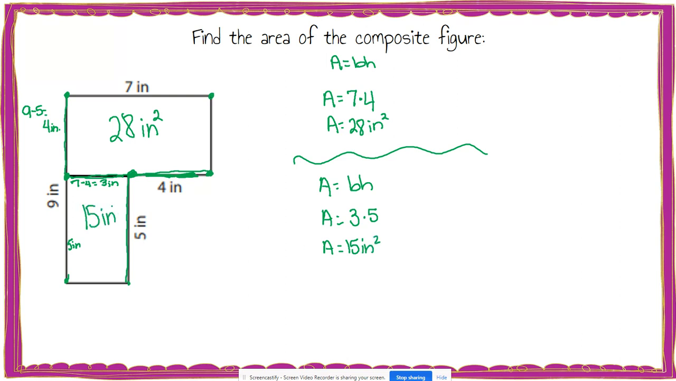So now I know that this rectangle has an area of 28 and this rectangle has an area of 15. To find the area of the total figure, I would add those together. So I would add 28 plus 15, and I would get an area of 43 inches squared.